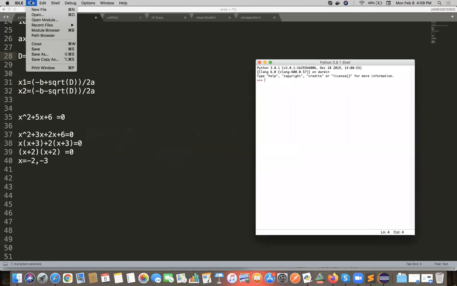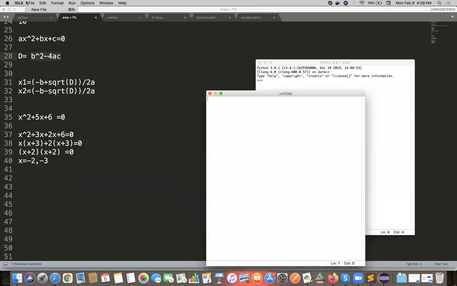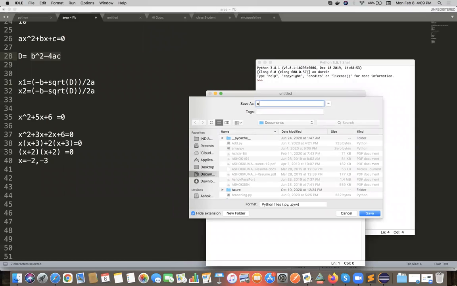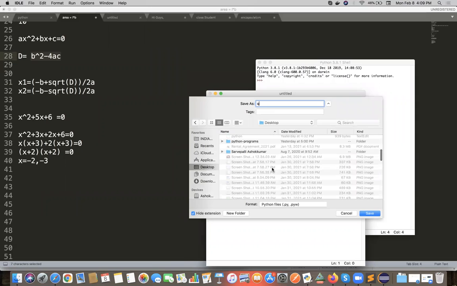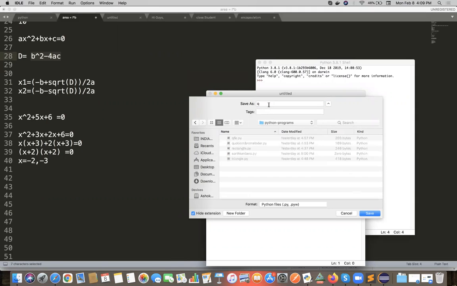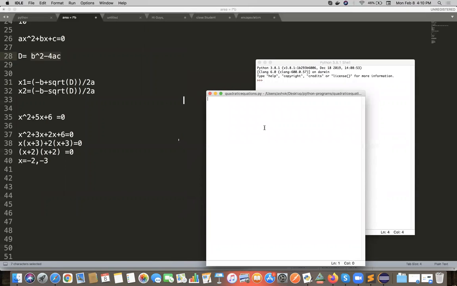Let me create a program quite quick. And as usual, I will save this as quadratic equations. Fine. So you need to get an input from the user. So what are the inputs you need to get? You need to get A, B, and C.